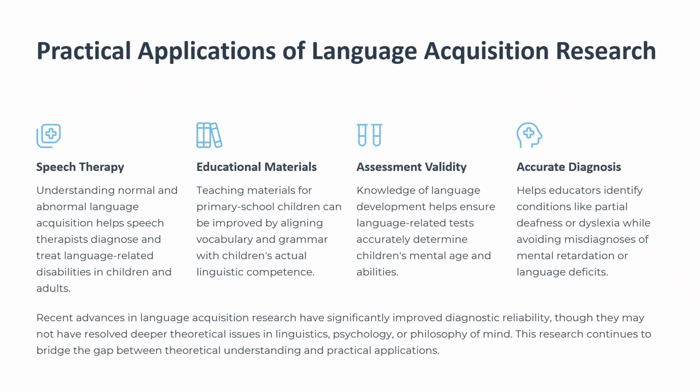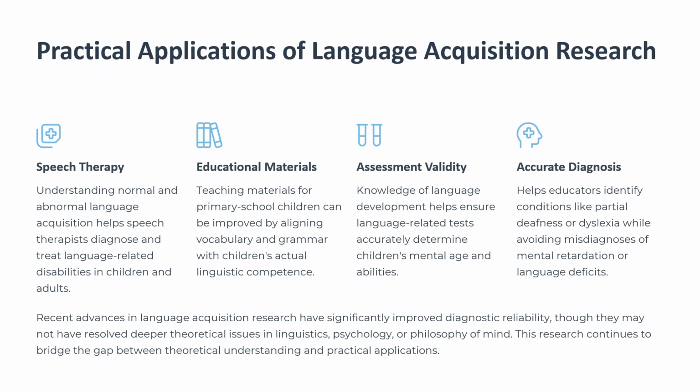Practical applications of language acquisition research. Speech therapy. Understanding normal and abnormal language acquisition helps speech therapists diagnose and treat language-related disabilities in children and adults. Educational materials. Teaching materials for primary school children can be improved by aligning vocabulary and grammar with children's actual linguistic competence. Assessment validity. Knowledge of language development helps ensure language-related tests accurately determine children's mental age and abilities.